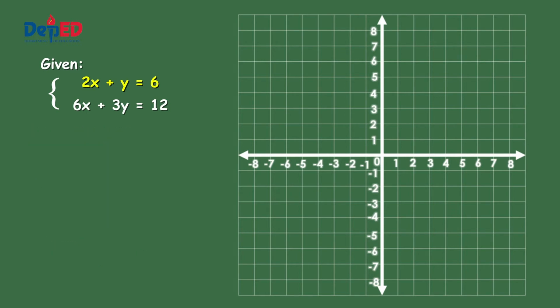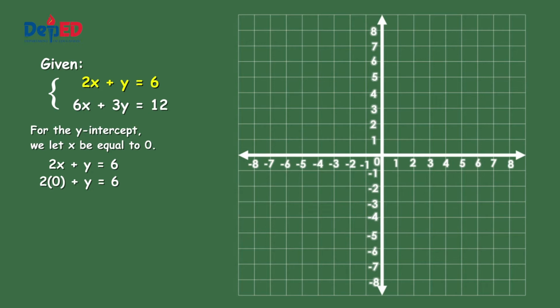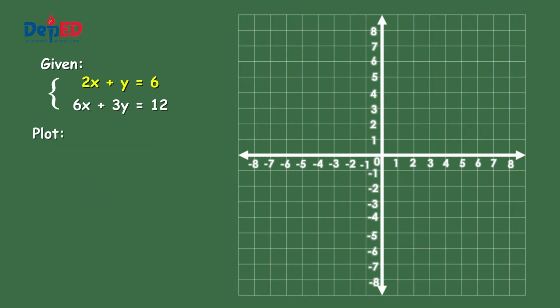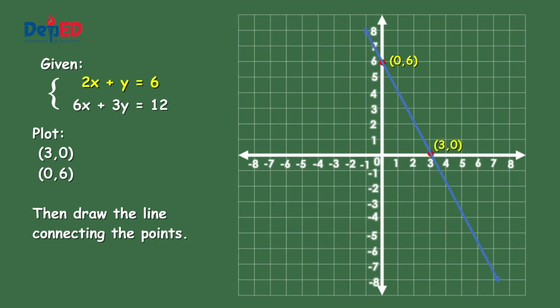Next is to find another point. We can look for the y-intercept by letting x equal 0. The equation 2x + y = 6 becomes 2 times 0 + y = 6, or y = 6. The second ordered pair that we identified is (0, 6). We can now plot these points on the rectangular coordinate system. The x-intercept (3, 0) is on the x-axis 3 units to the right of the origin, while the y-intercept (0, 6) is on the y-axis 6 units upward from the origin. Finally, connect these 2 points, and we now have the graph for the linear equation 2x + y = 6.